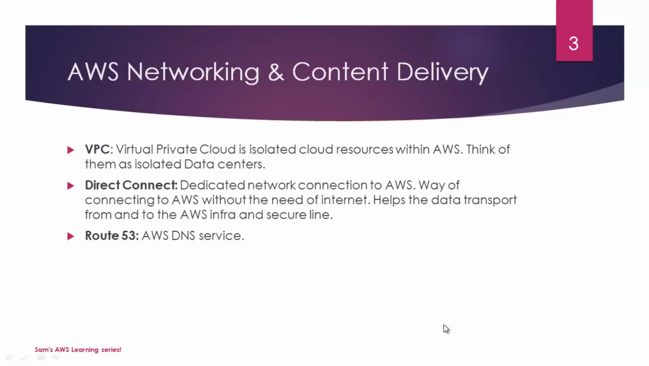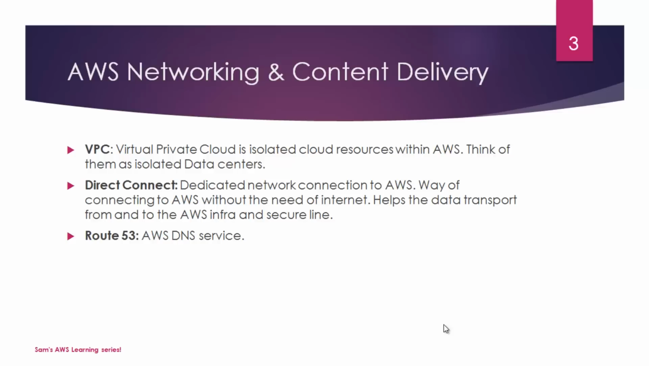When we talk about networking and content delivery, the first one is VPC. VPC stands for virtual private cloud. So virtual private cloud, what do you mean by that? Amazon has an offering which will let you provision a logically isolated section of the AWS cloud, where you can launch your own AWS resources in a virtually defined network. And this virtual network, you get to define that. You have complete control over this virtual network.